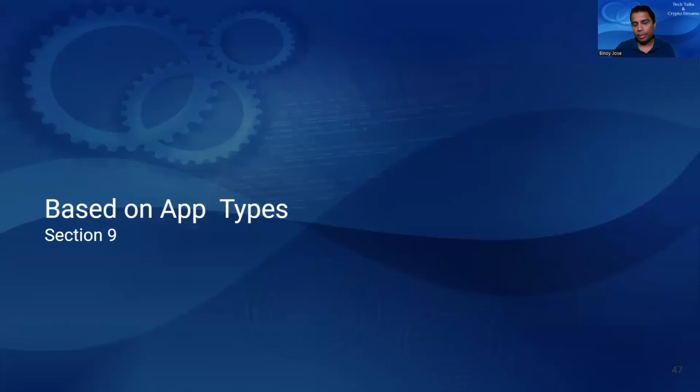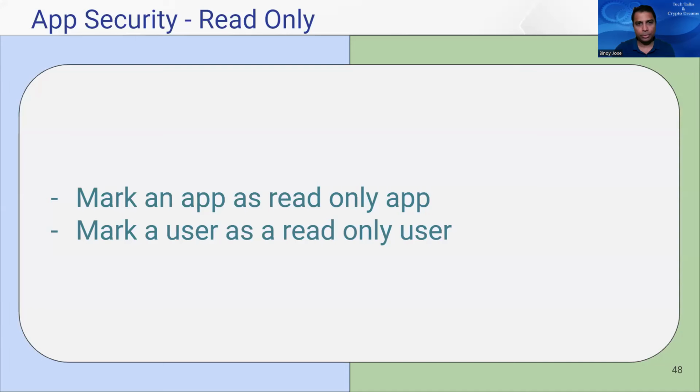Now, so we covered family of apps and family of data. Now it's on app types. So you can make an app read only, right? That means the app is always read only. You can make a user read only. That means the user will always be read only, right? Whenever he experiences that app, any app he goes to, the app will be read only.